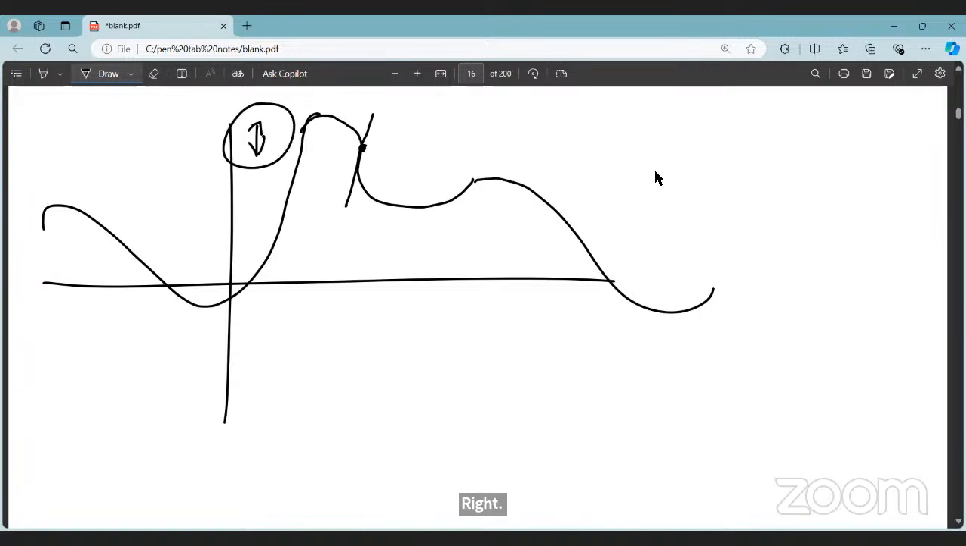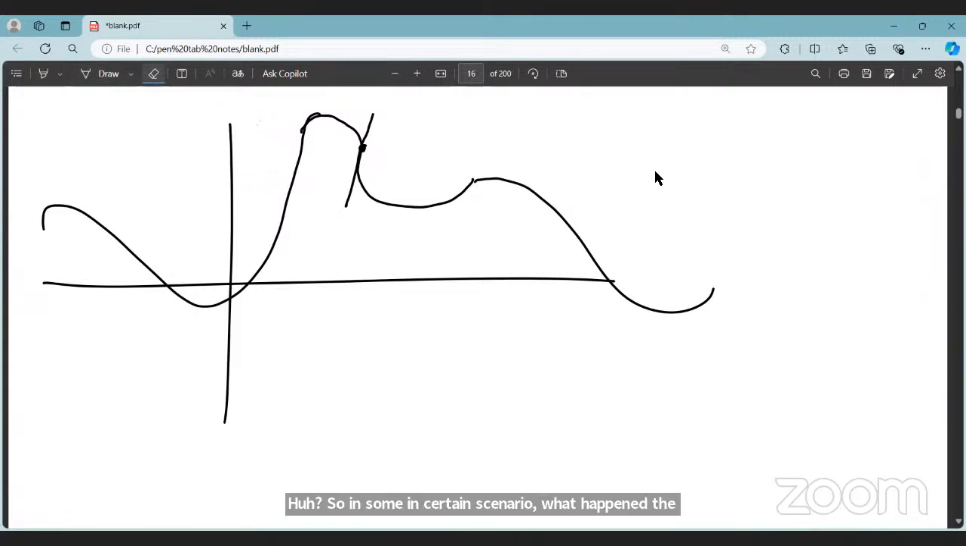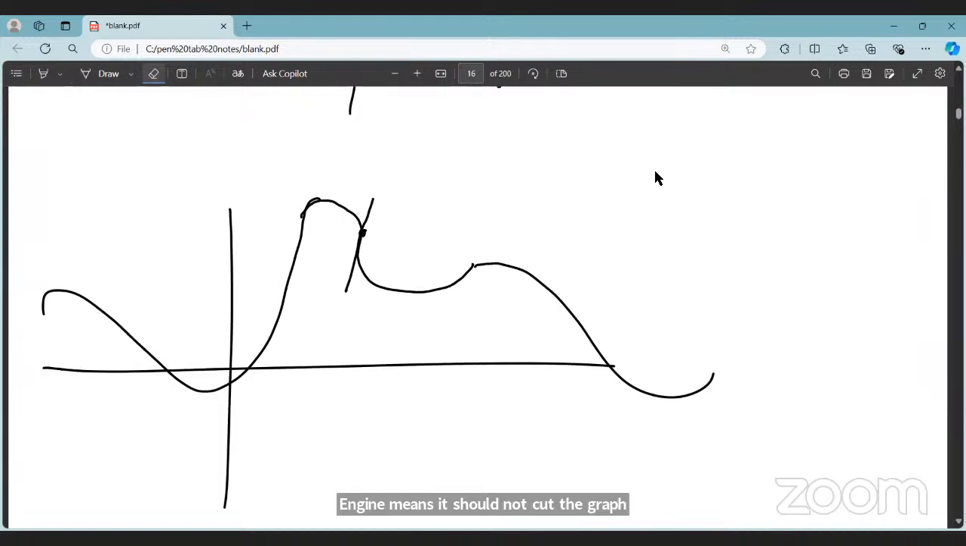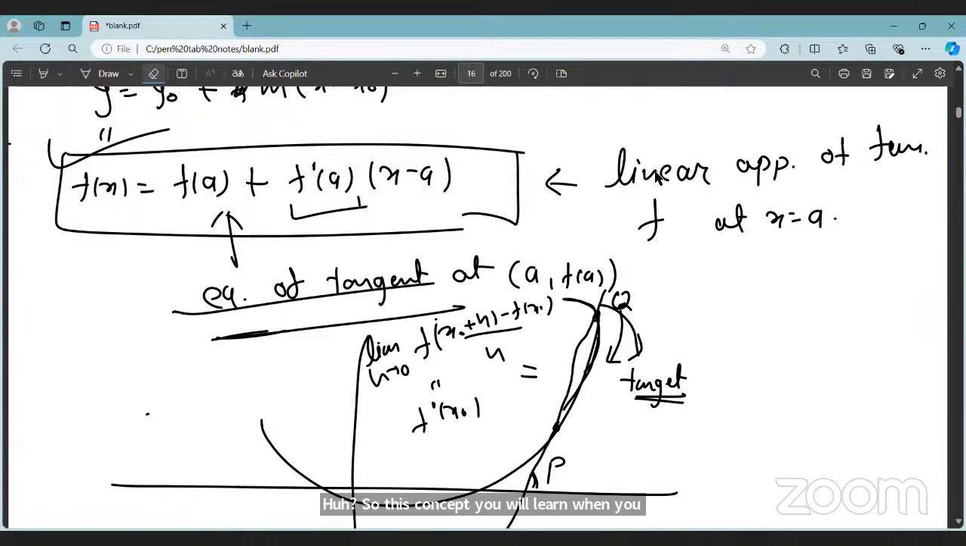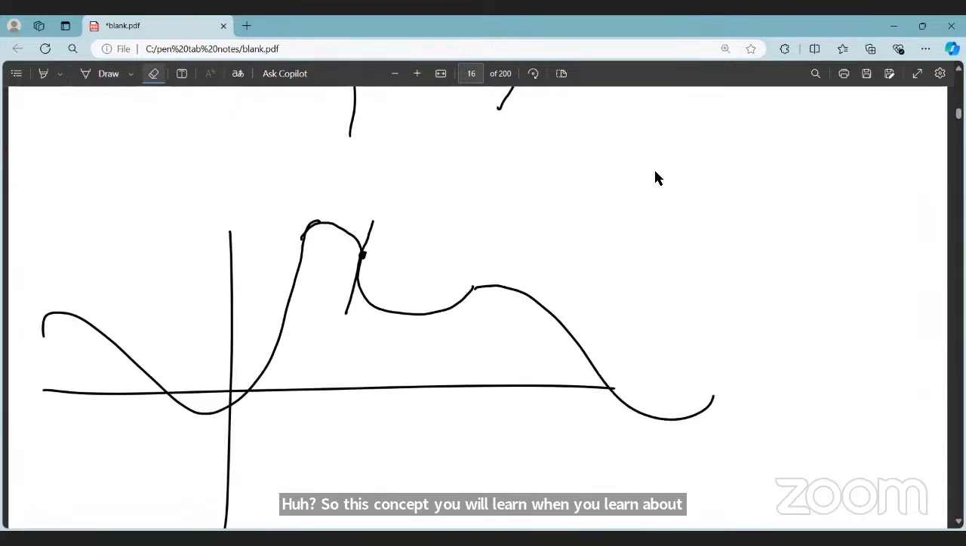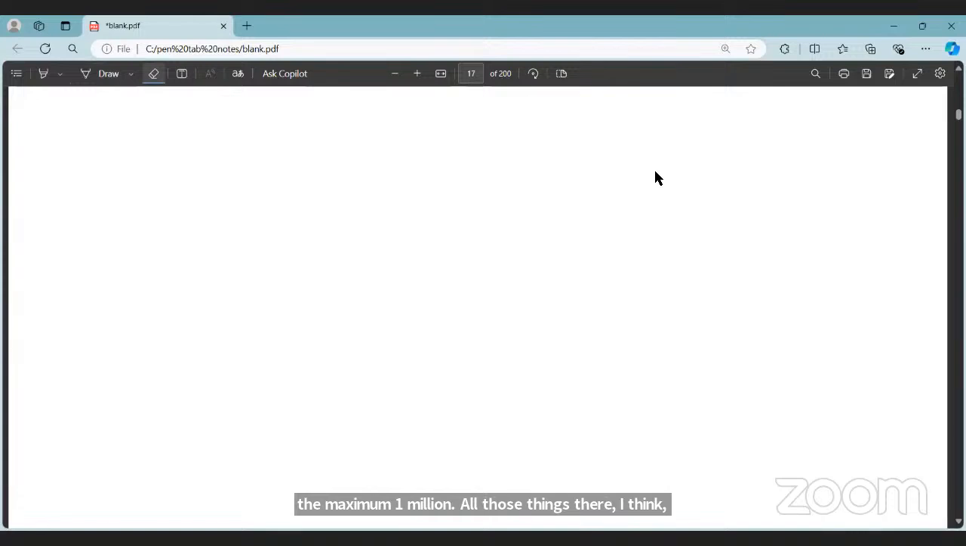So in certain scenarios, the function will be differentiable there, but you can't actually find the tangent. Tangent means it should not cut the graph. This concept you will learn when you learn about maximum value, minimum value, and all those things. There, I think sir discussed this type of thing. At certain points the function will be differentiable, but it's very tough to draw a tangent. So in certain scenarios, the tangent won't exist, but the function will be differentiable.